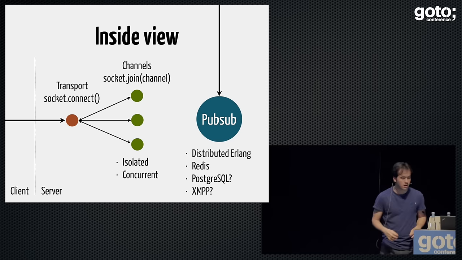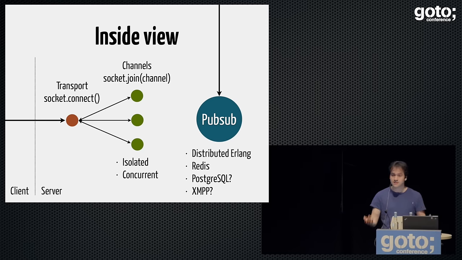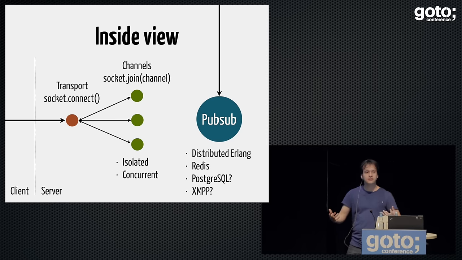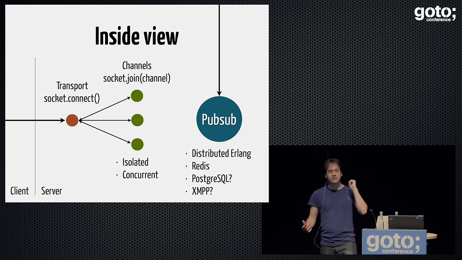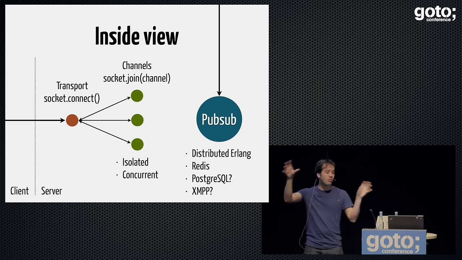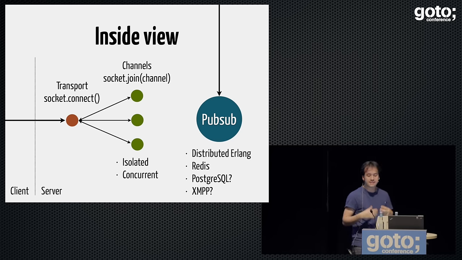Each channel runs a separate process that's isolated and concurrent. And we also have a third entity here, which is the pub-sub system. That's what allows us that every time we send a message to one particular machine, it goes to all other machines. So the pub-sub takes care of that.